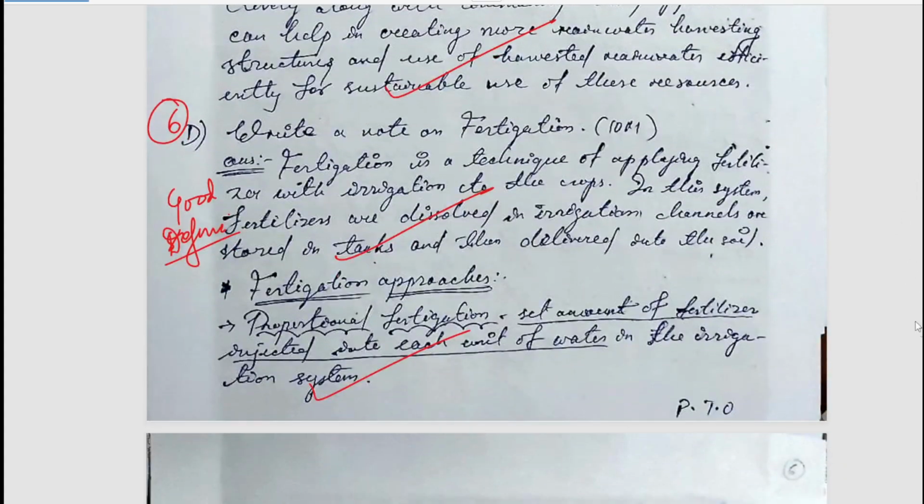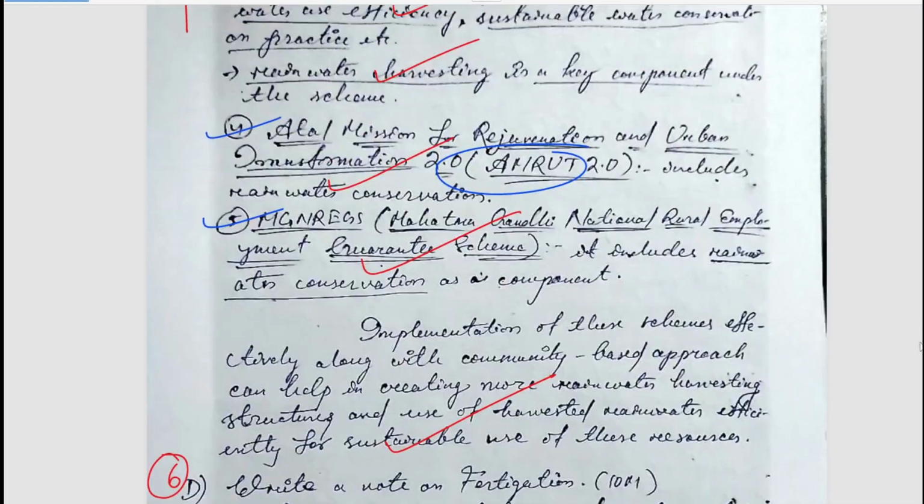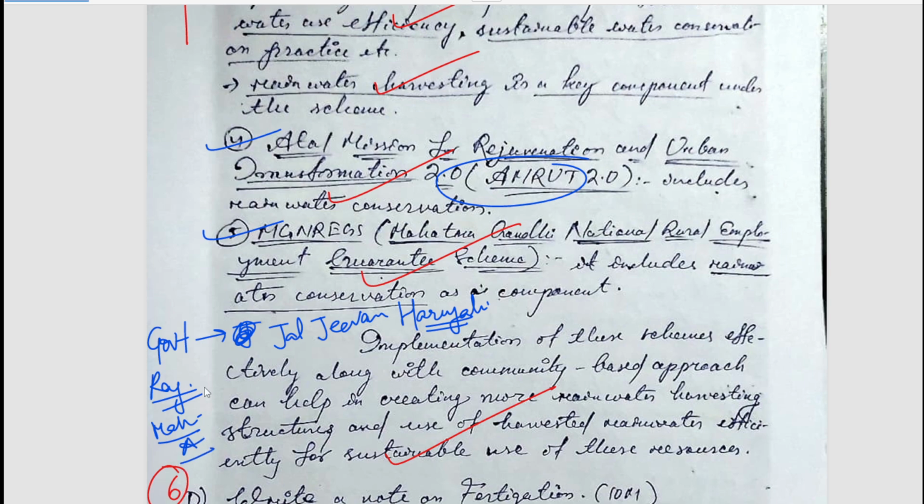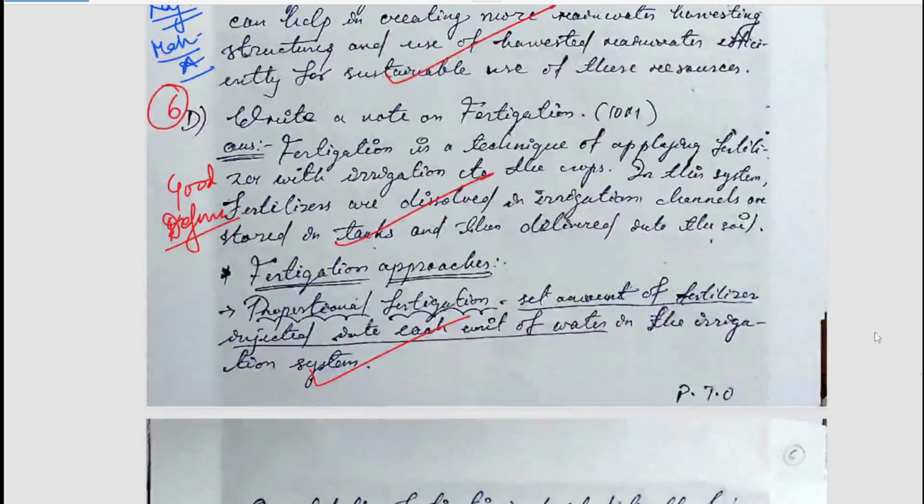Now let's move to the next question. Here you can add some regional initiatives also, such as the Government of Bihar has the Jal Jeevan Hariyali Mission, which is highly effective. So you can add some other missions. The Government of Rajasthan has some missions, Maharashtra has some missions, in Andhra there are some missions. So that could be written.